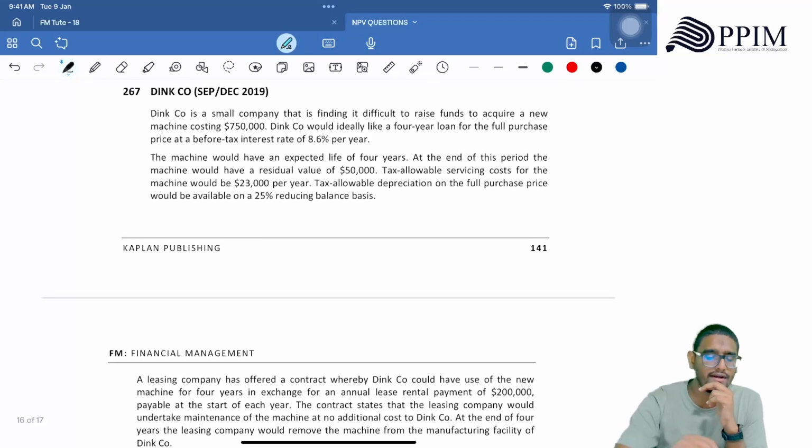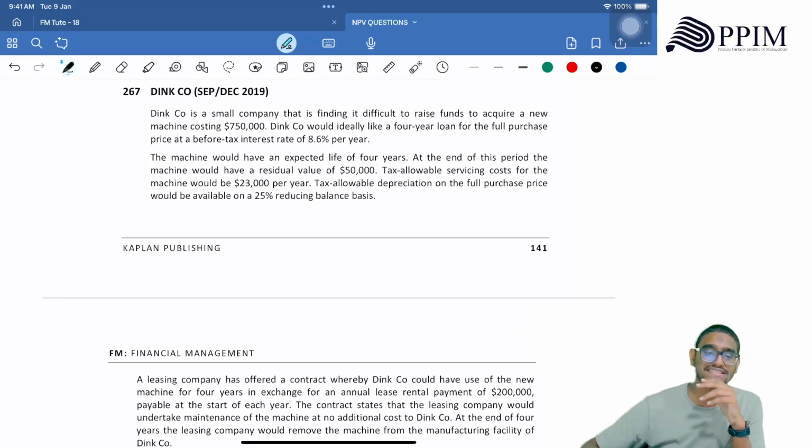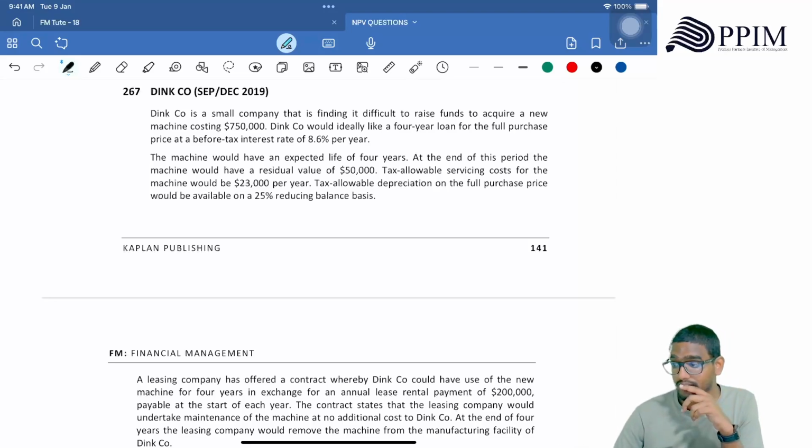Okay, let's look at this question called DINK company. Same topic, it's two different aspects. Simulation is the advanced version of sensitivity. In sensitivity, only one variable changes. In simulation, all the variables can change. Numbers will be tested. Okay, let's go to DINK.